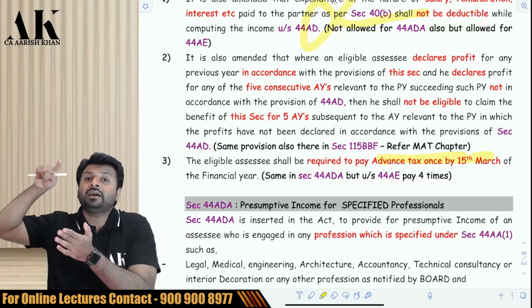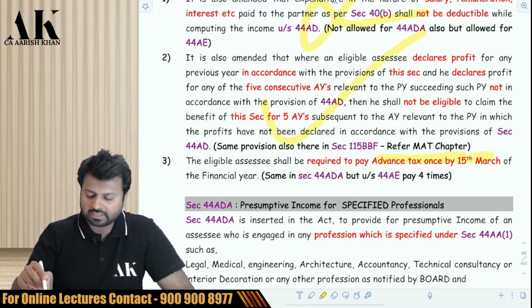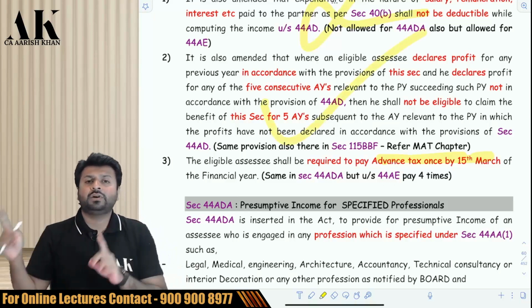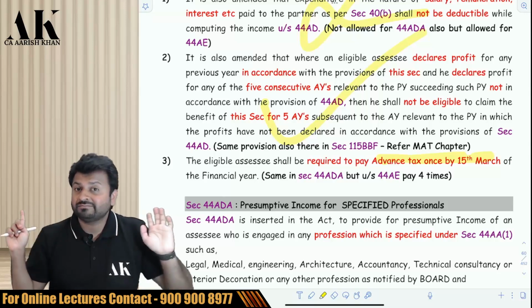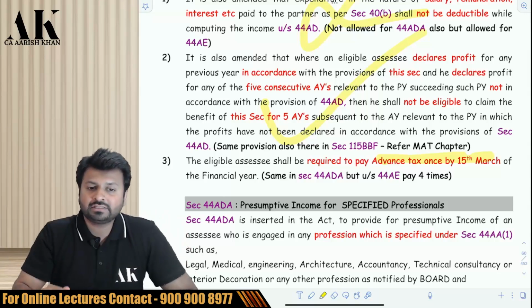Then after the 3rd year, for another 5 years, government will not allow you 44AD. This is a dangerous provision which is covered over here. So once 44AD, 5 years 44AD. In between, if you do any kind of exit, then for the next 5 years, you will not be allowed to follow 44AD. This is what this provision is all about.